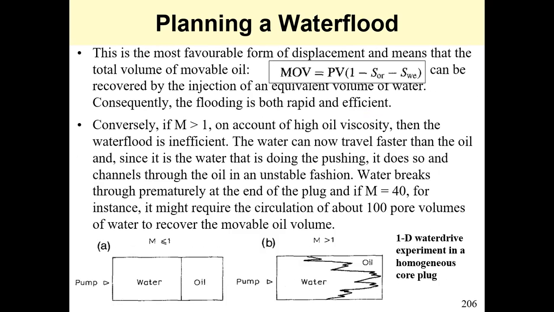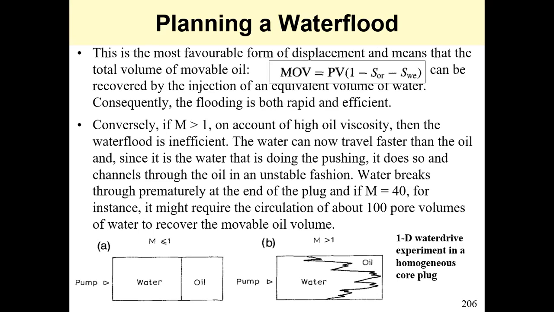So, of course, M less than 1 is the most favorable form of displacement, and it means that the total movable volume, which is of course the pore volume times one minus irreducible oil saturation and irreducible water saturation, can be recovered. Water saturation at the producing well can be recovered by the injection of an equivalent volume of water. So it should be almost a 1-to-1 ratio of injection to production.